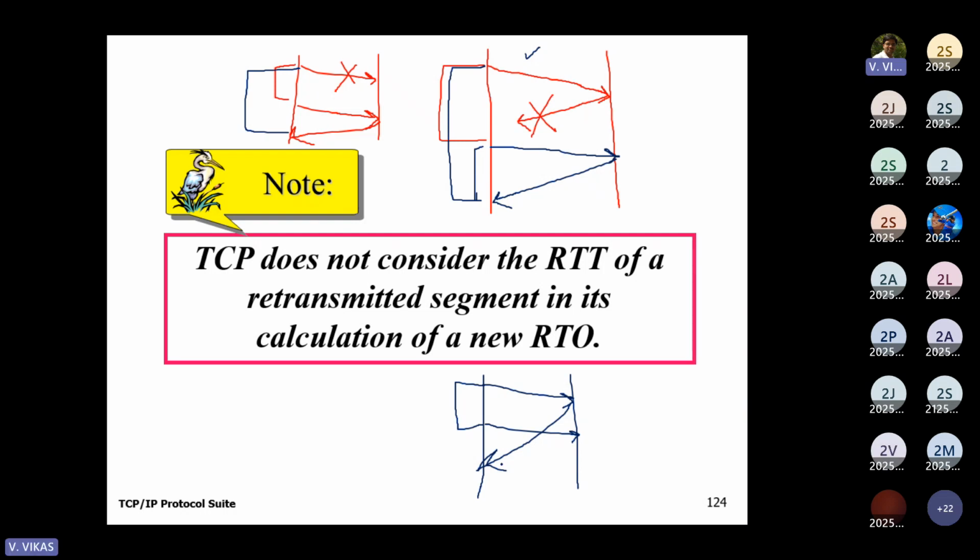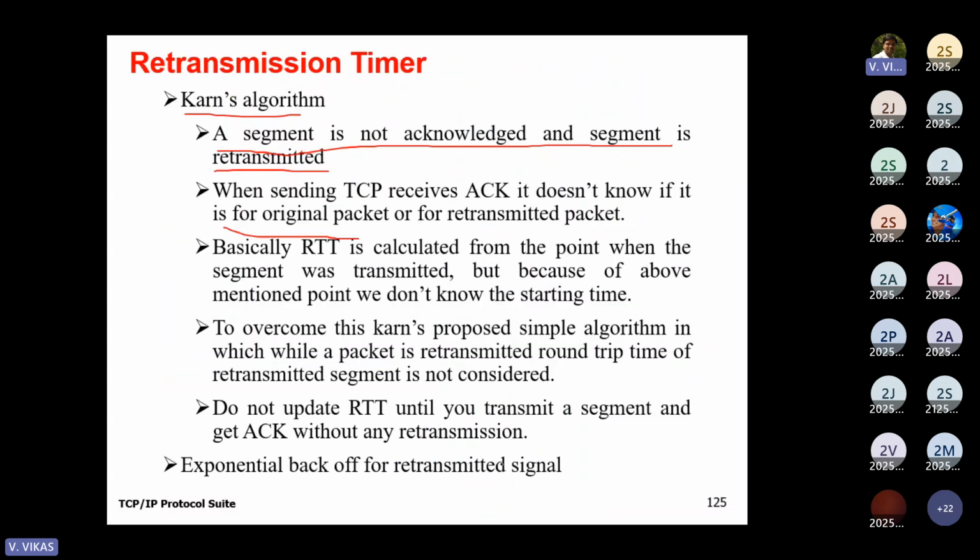Now the acknowledgement is coming for the original packet or the second retransmitted packet. How will the sender come to know about this? That is the question. The sender has no idea whether the acknowledgement is provided for the original one or the retransmitted packet. That is the reason we say that when we have retransmission, I cannot update the RTO value depending on the previous calculations we have.